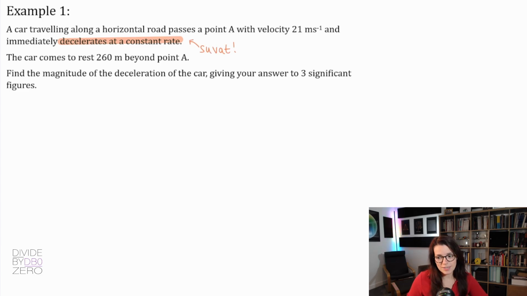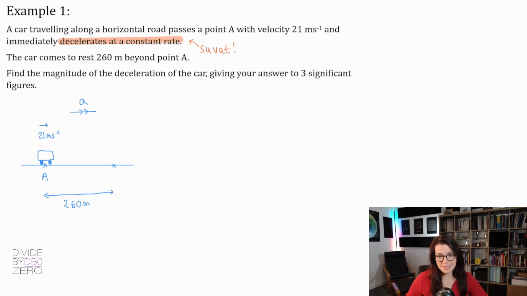With any mechanics question, I always recommend you draw a rough sketch or diagram of what's going on first. So in this case, we've got a car traveling along a horizontal road. So that can be the road, and then this can be the car. It passes a point A at 21 meters per second. And in my diagram, I'm going to assume that it's traveling to the right. So I'm going to put a double arrow with an A there for acceleration. The question references a point which is 260 meters beyond A. So I would put that on there, something like this. And that's all we're given.